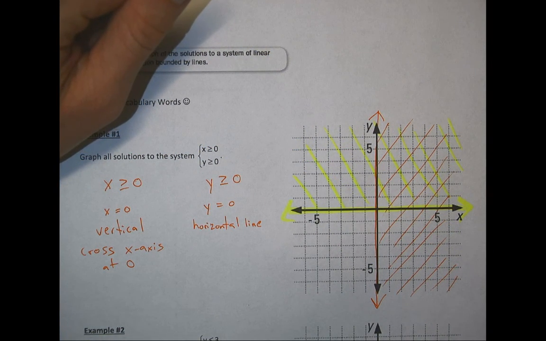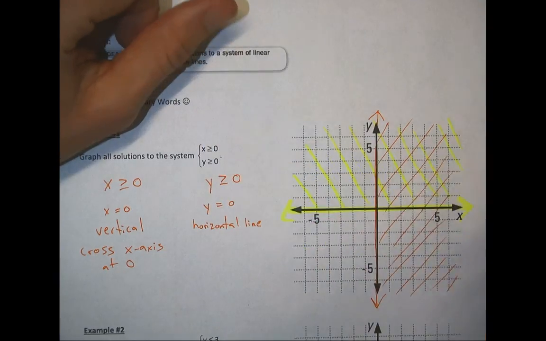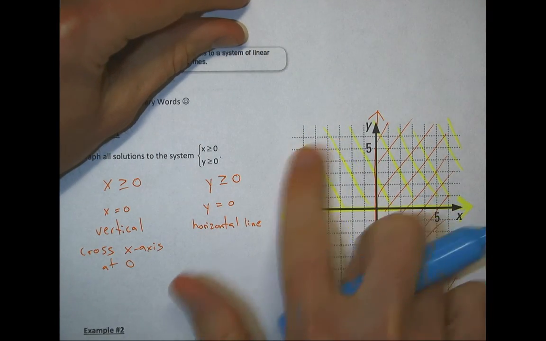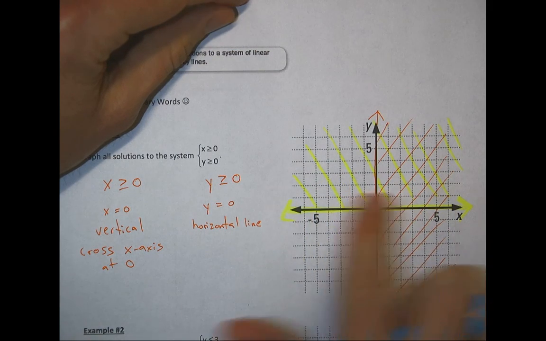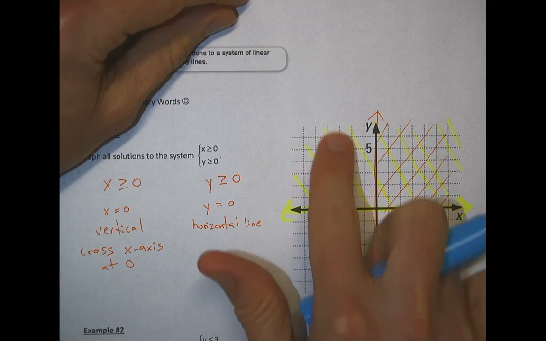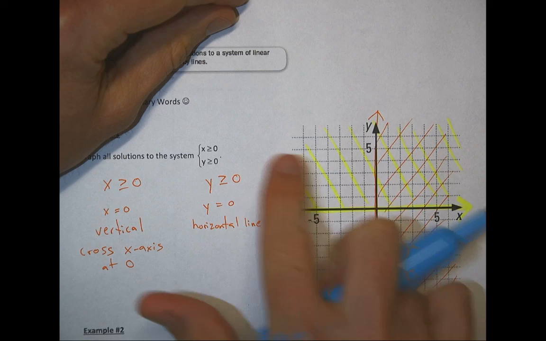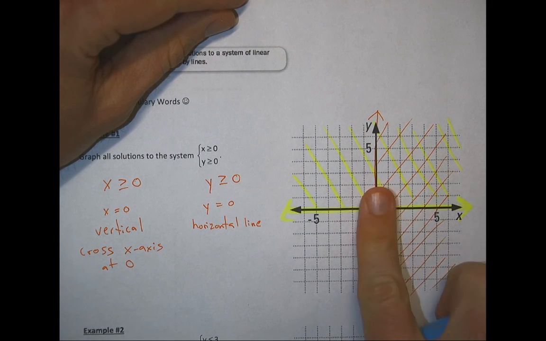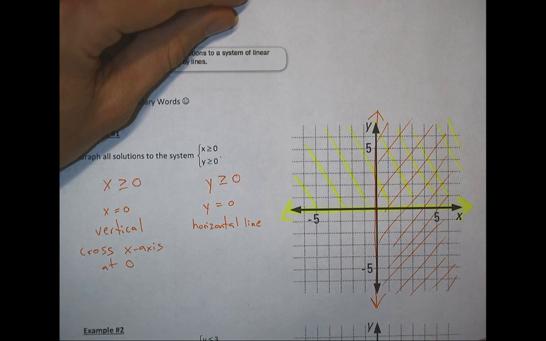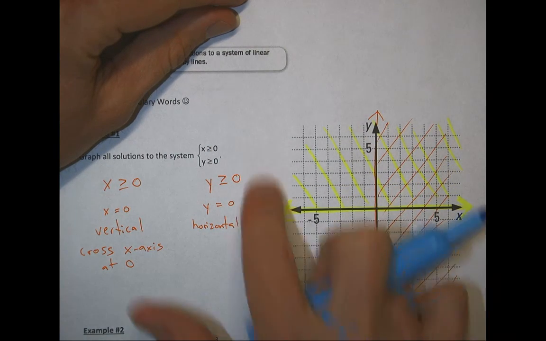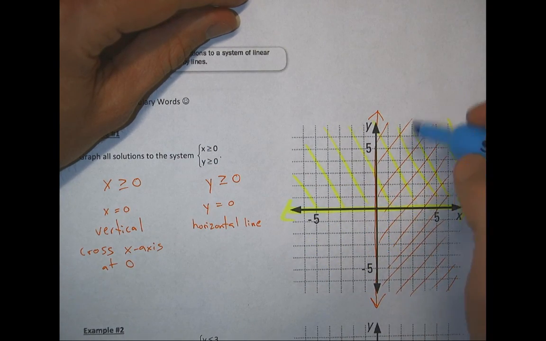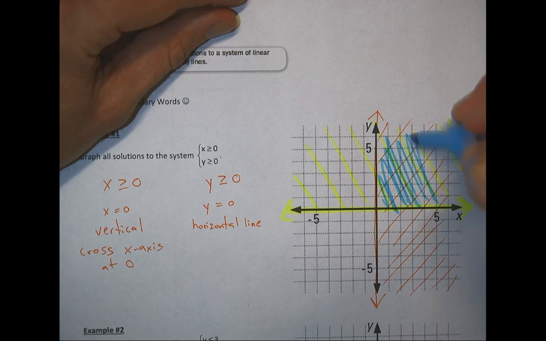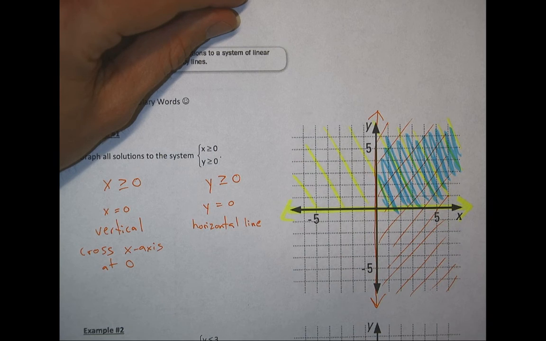Now, the actual solution here to the system, meaning of both of them, is where they overlap. So this yellow part out here, that's part of the solution for y is greater than or equal to 0, but it's not part of the solution to our system. And this orange shaded region down here, that's part of the solution set for x is greater than or equal to 0, but it's not part of our system. So our system is going to be all out here, where these two regions overlap.